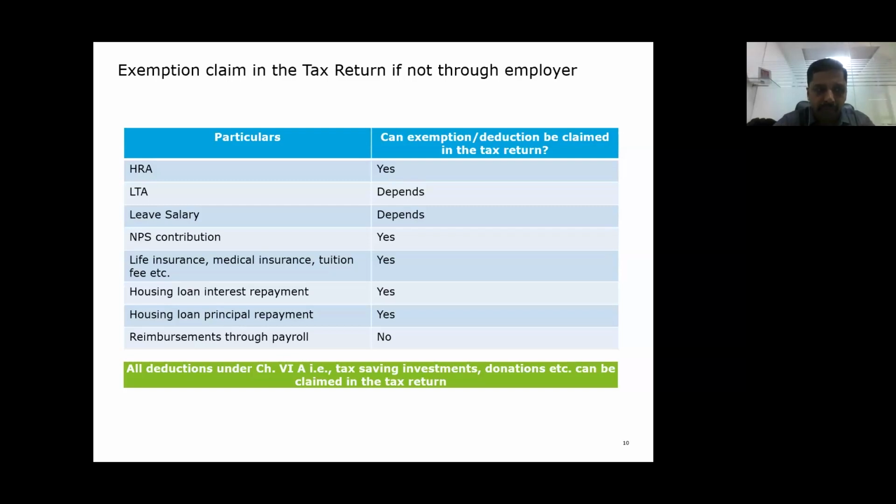So please ensure that if these things are part of your salary structure and payroll, then you are submitting the proof to the employer within the due date so that employer will incorporate these exemptions and deductions in the Form 16.